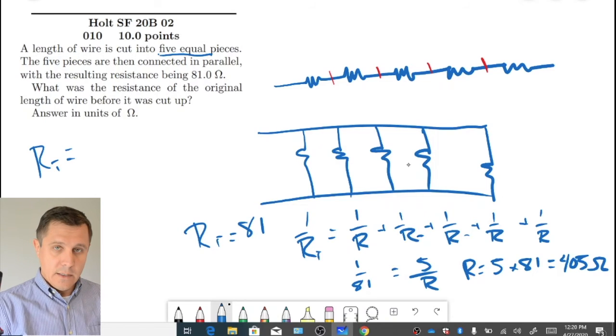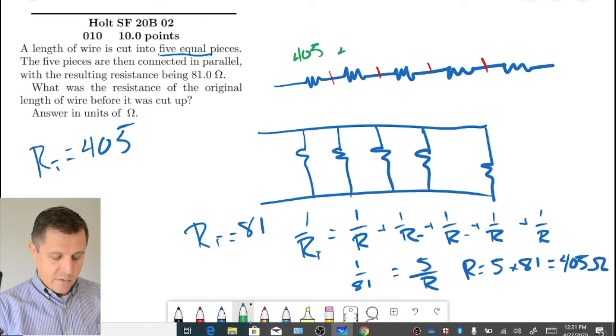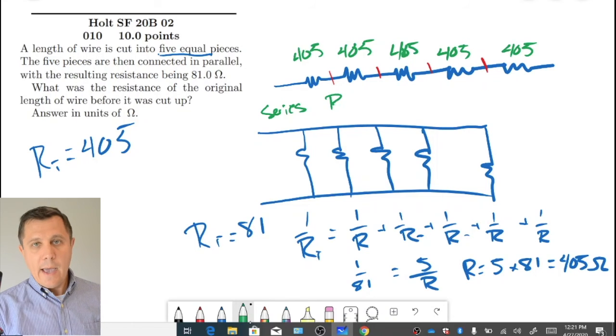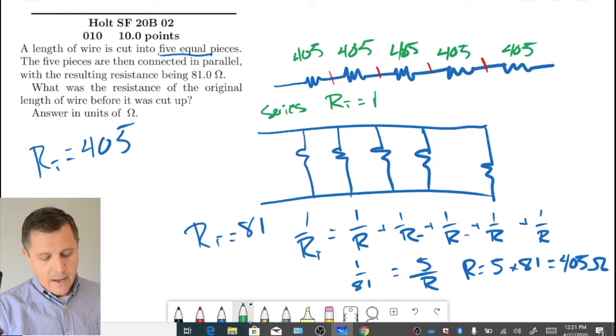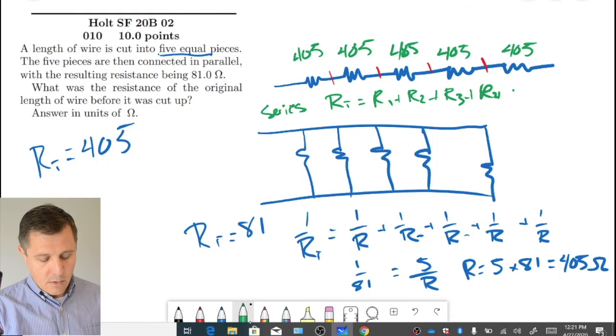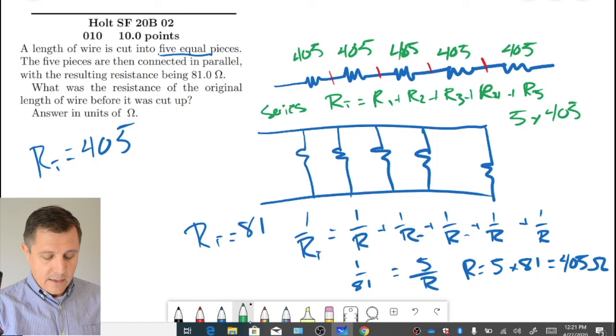Now we go back to the series circuit. So we have the R, not R total, but R is 405. That means there's 405 here, 405 there, 405 for each resistor, 405 ohms. So now I turn this into a series circuit, and in a series circuit, to get the total resistance, you add them all up. So we just add up 405 plus 405 plus 405 all the way through, because the equation for series is R total is equal to R1 plus R2 plus R3 all the way through. So all we have to do is add those up, or basically do 5 times 405, and we get our answer, which is 2025. There we go, 2025. And that's it.